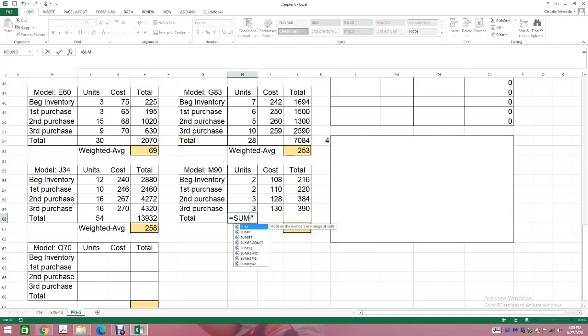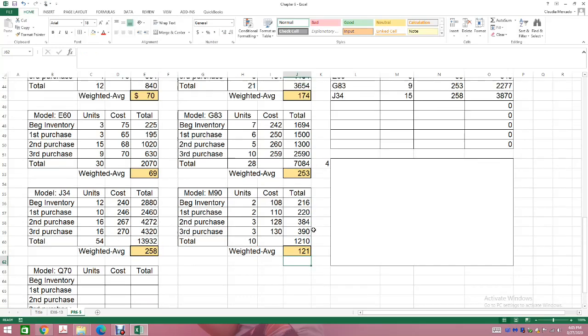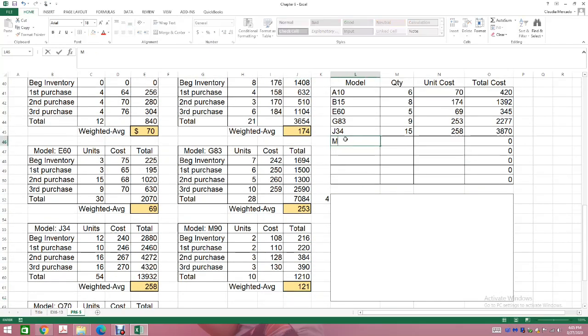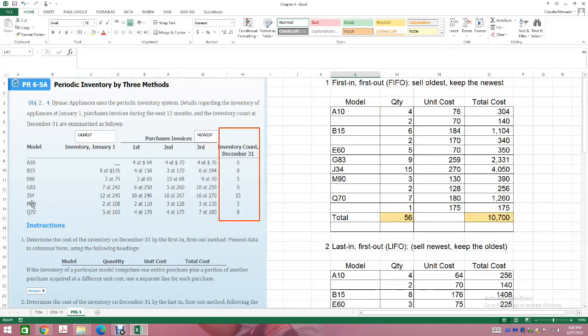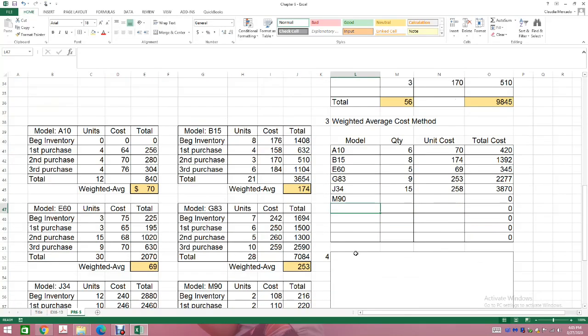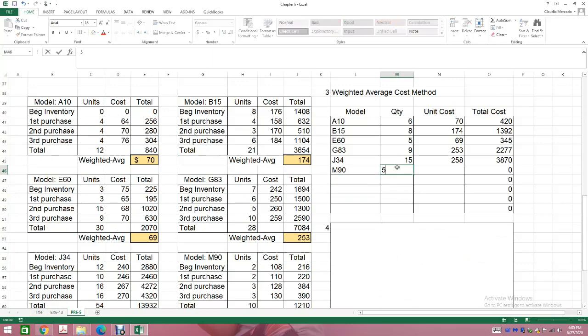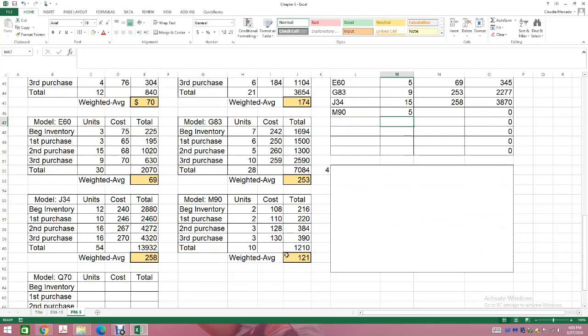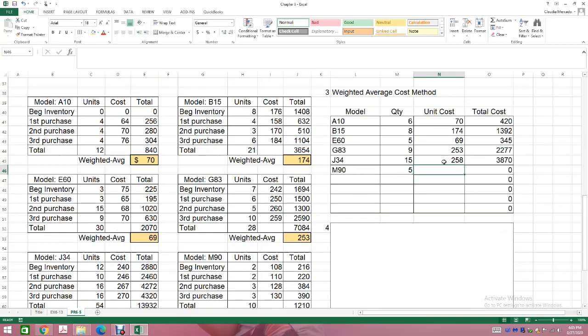Now I can get my total units, which were 10, and my total cost was 1210. Now to get our weighted average cost, we're going to get our total cost divided by our total units, and that gives me 121. So for model M90, how many units did I have left? I had 5 left. Okay, and we calculated for M90 a weighted average cost of 121.